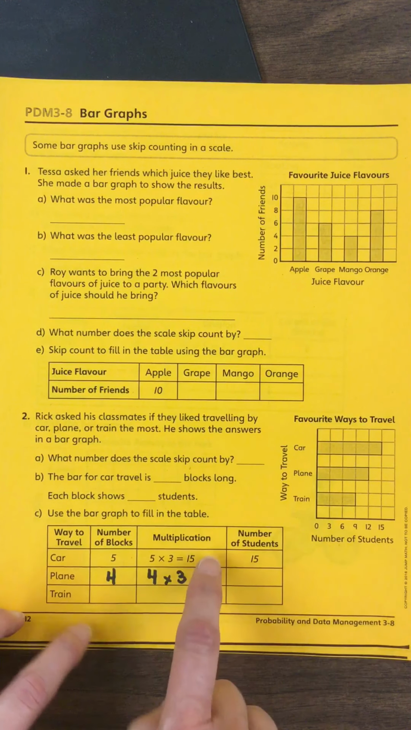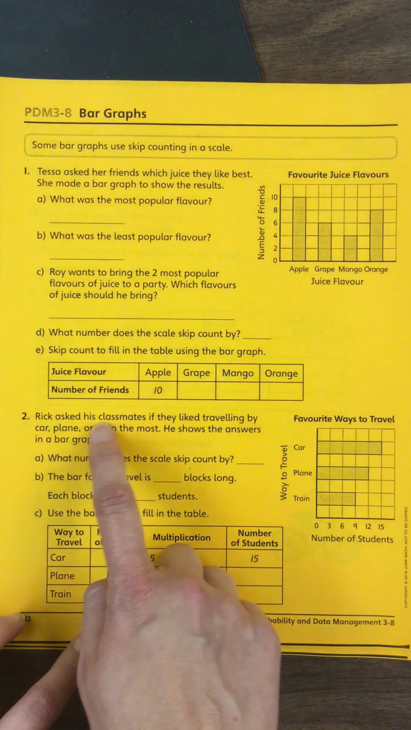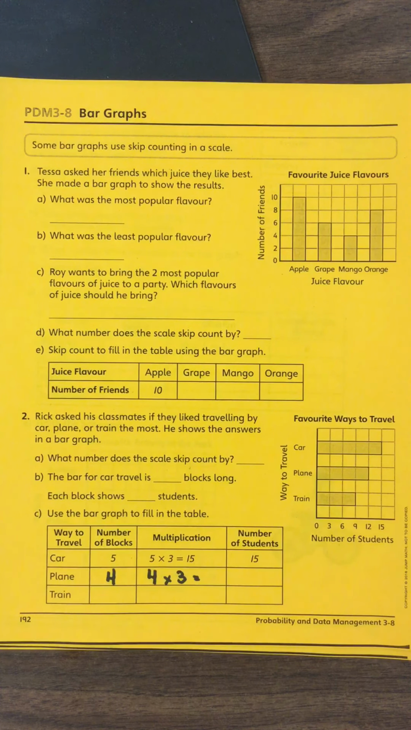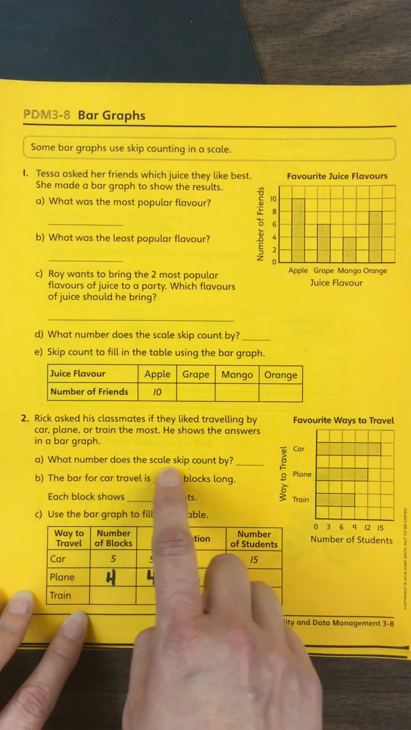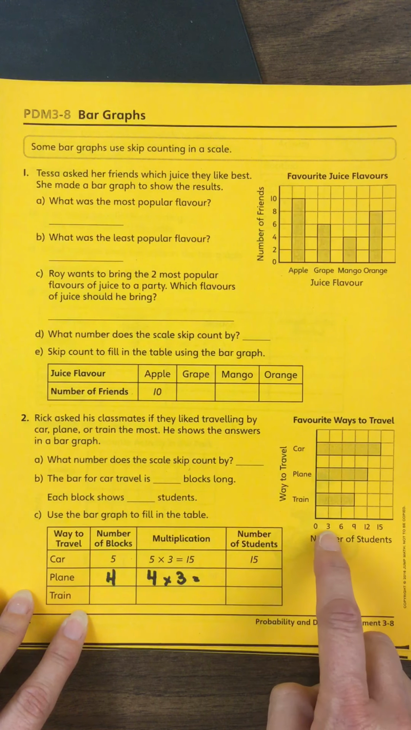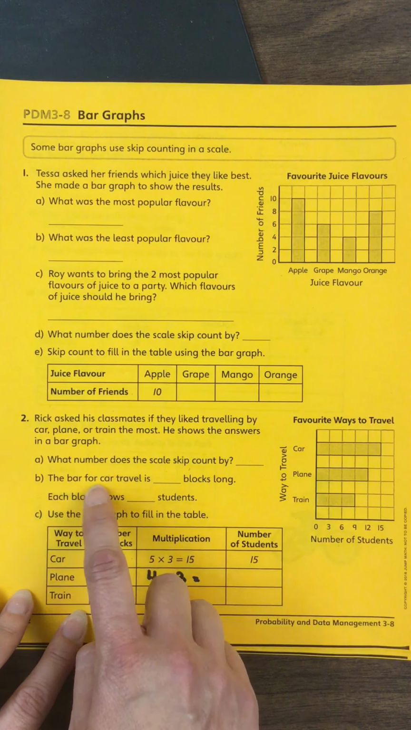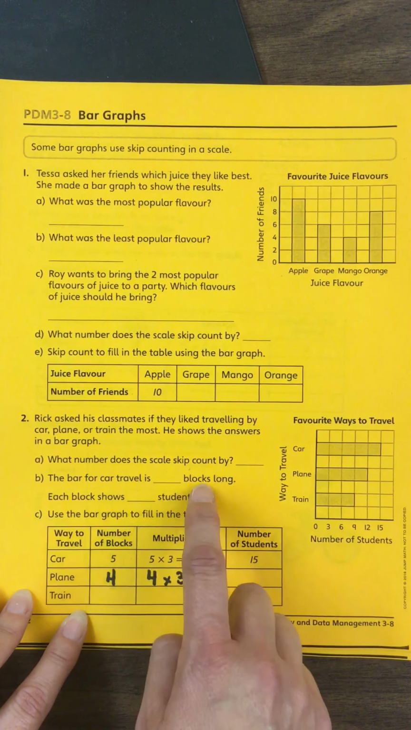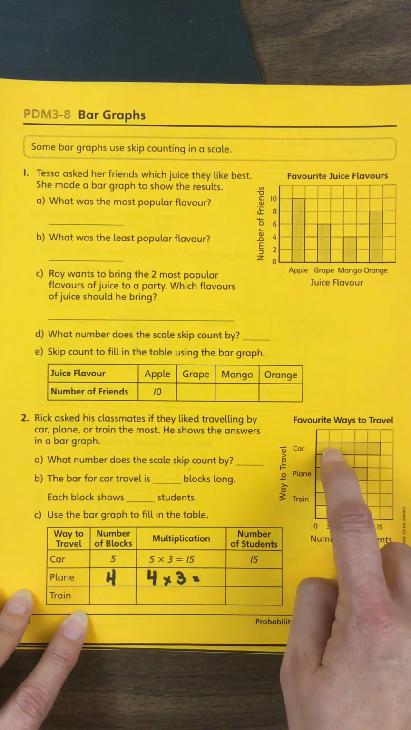Let's look at this scale, because they ask us to calculate this a little bit differently. All right? It says Rick asked his classmates if they liked traveling by car, plane, or train the most. He shows the answers in a bar graph. So what number does the scale skip count by? It's different than the first question, so take a look. The bar for car travel is how many blocks long? And when they say block, they mean these blocks here, like on a grid, okay?